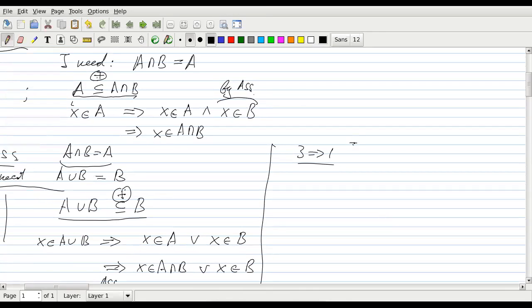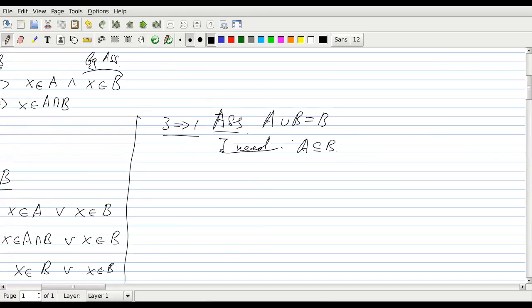Assume that the union indeed equals B, and I need that A is a subset of B. Now I need just one inclusion. It is very easy. A is a subset of the union. This is by lemma 1.